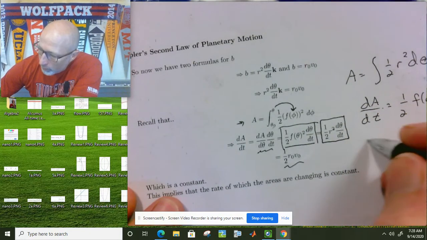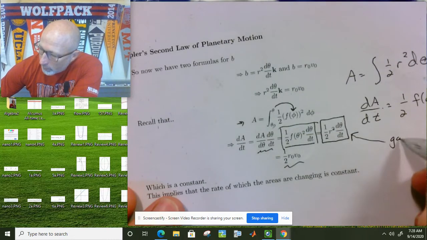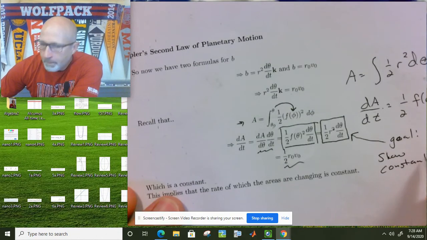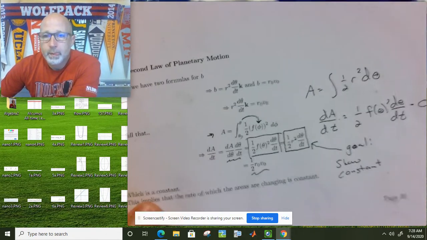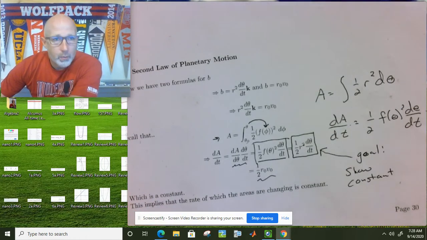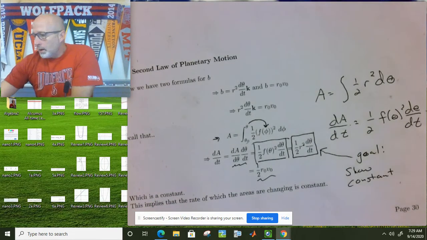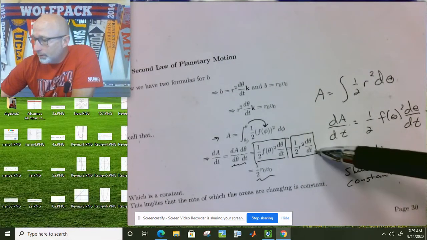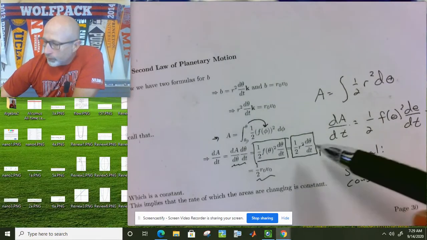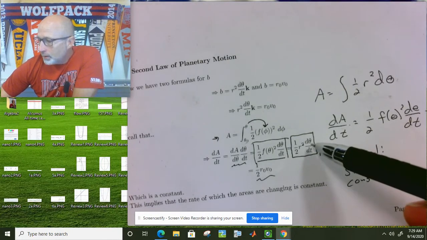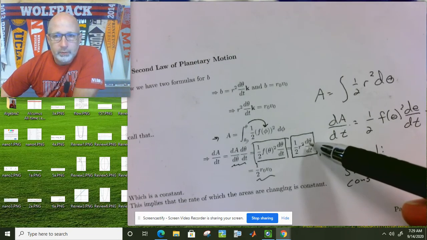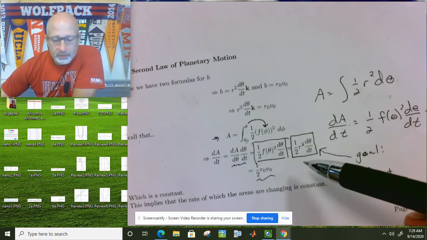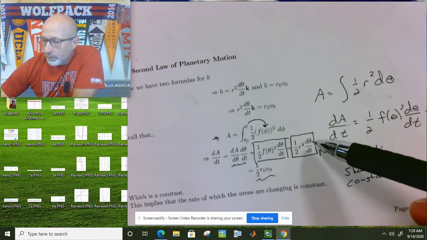And my goal is to show it's a constant. Okay, that's what my goal is. Okay, so how are we going to do this? Well, one half is obviously constant, but what about r squared and d theta dt? So I guess the key to doing this is figuring out what is the relationship of theta with respect to time. Can I somehow manipulate the equation that I have to have this be d theta dt?